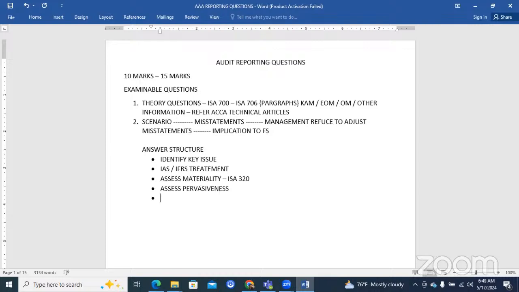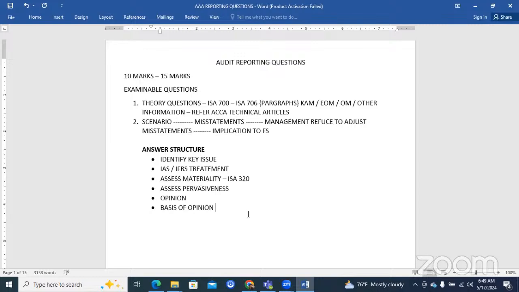I'll tell you how to assess it in the scenario when we are doing a question. After that, finally, we should provide the opinion, and along with the opinion, the basis for opinion. So this is the answer structure that we need to follow. When you get a question on implication to financial statements, try to follow these 6 steps and develop your answer structure. That would be easy for you to score good marks.